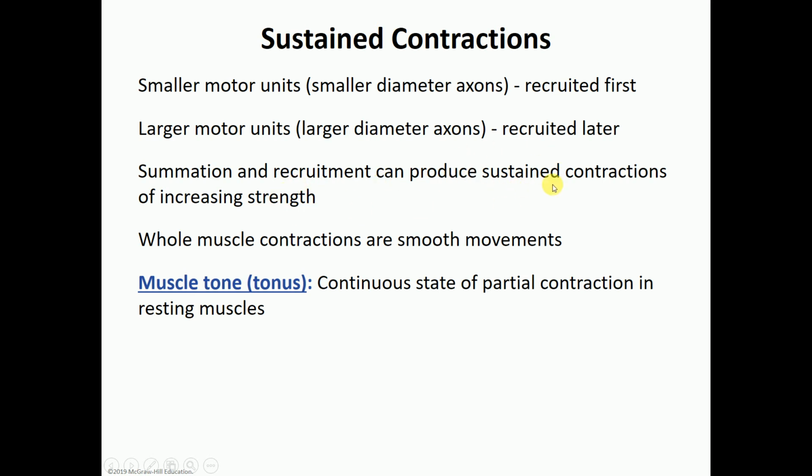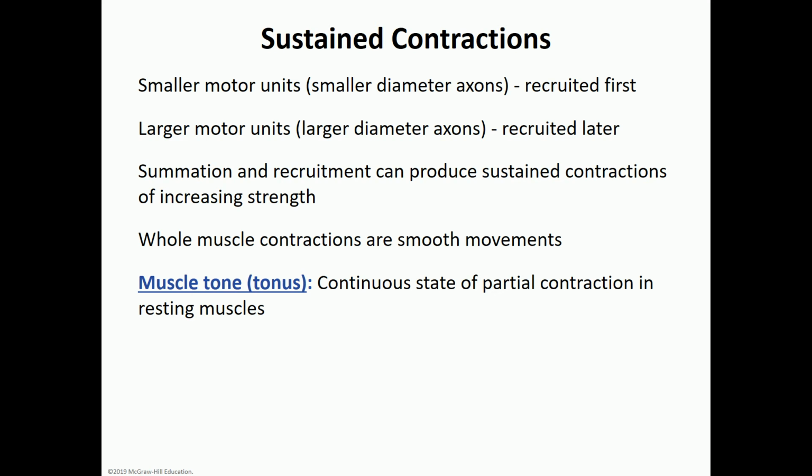Sustained contraction means that you are not really relaxing the muscle in between, and the whole muscle contractions are smooth movements. So we do not get contract, relax, contract, relax. It is more of a very gradual recruitment of the muscle fibers. These are things that happen on a subconscious level. We don't really feel the muscle recruitment.